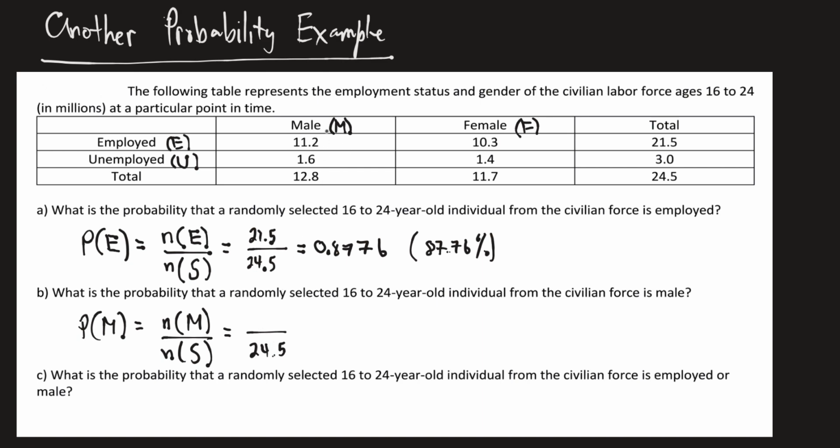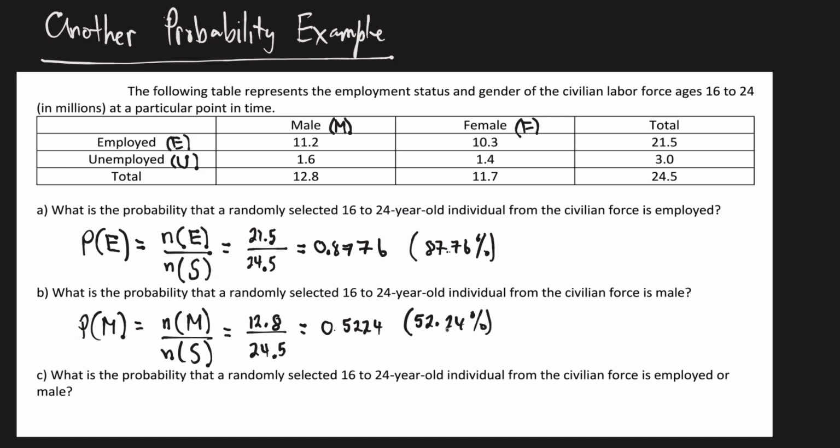Well, the male category is represented in this column, right? So of all the males, this many are employed, this many are unemployed, for a total of 12.8 million males. So the number of elements in that set is 12.8, right? Again, we can ignore the million since we're doing a quotient. And then if we divide those two, again, I'll round this to 4 decimal places, so 0.5224, right?